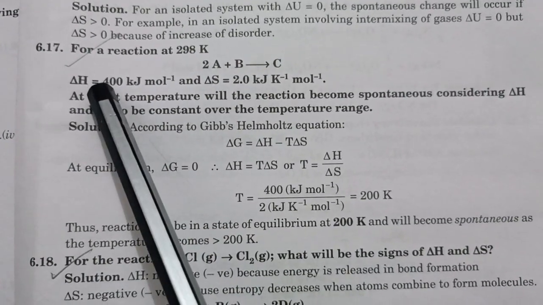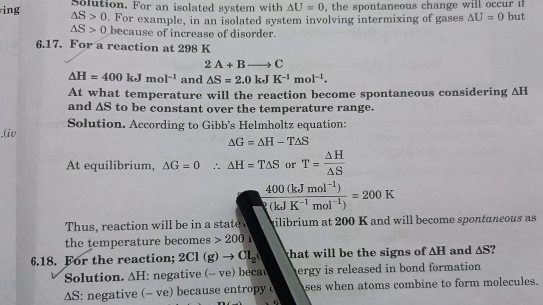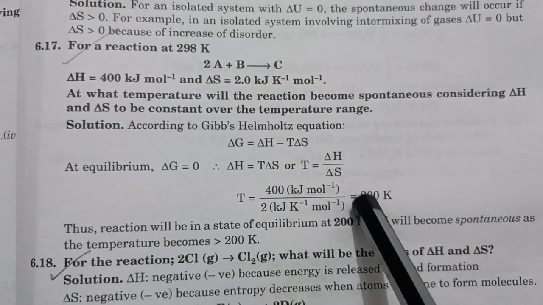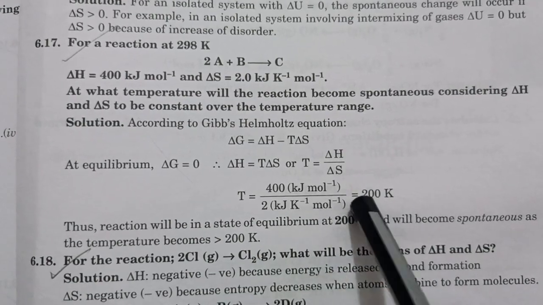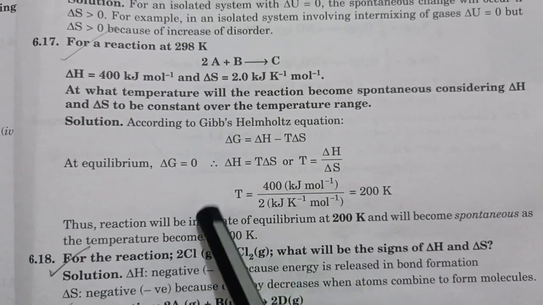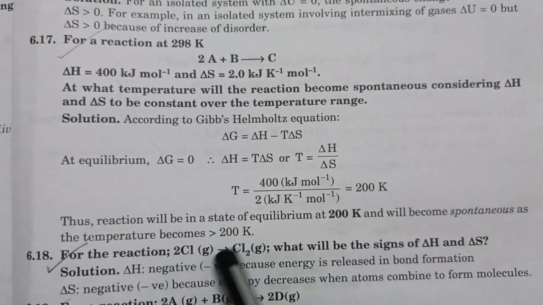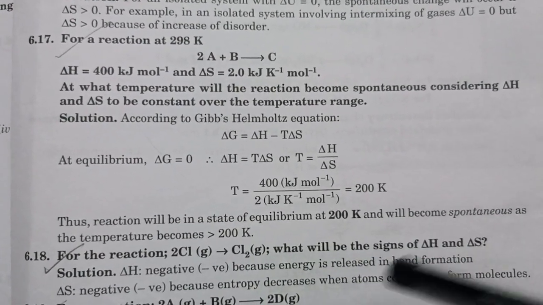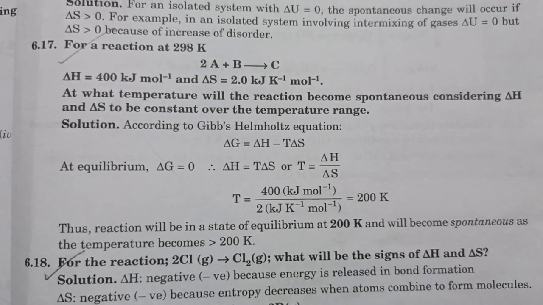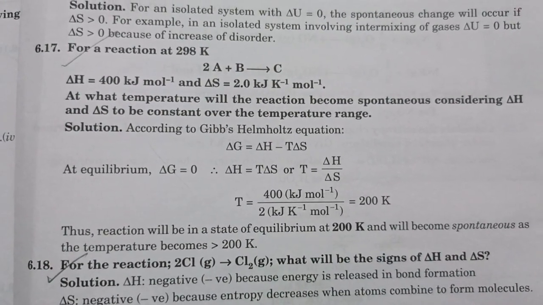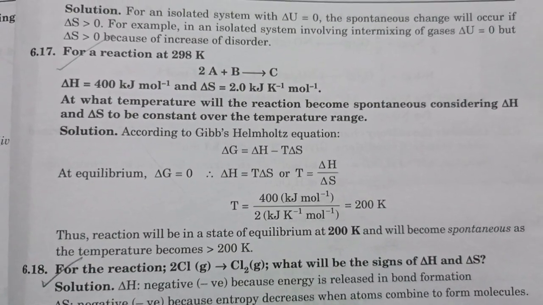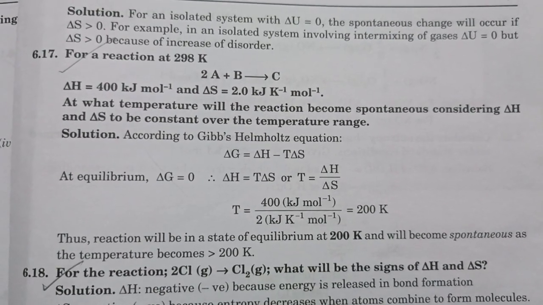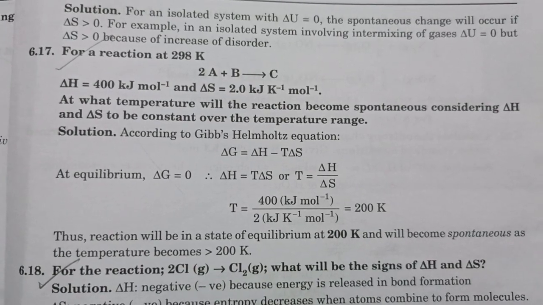When enthalpy is positive, then how will we calculate the temperature? At a temperature greater than the equilibrium temperature, the reaction will be spontaneous. The answer is greater than 200, the equilibrium temperature. So greater than the equilibrium temperature is the spontaneous range. Thank you.